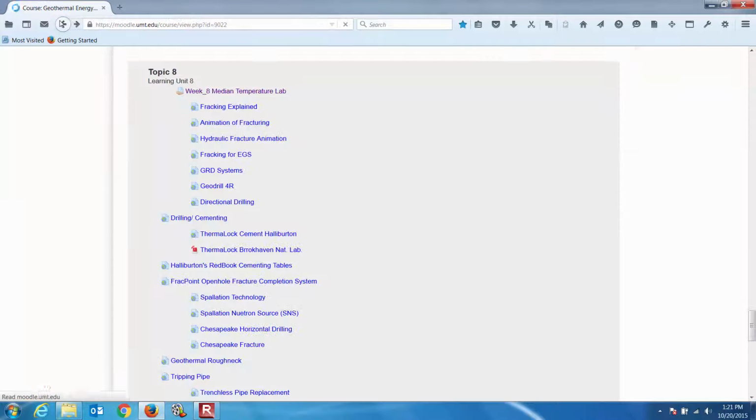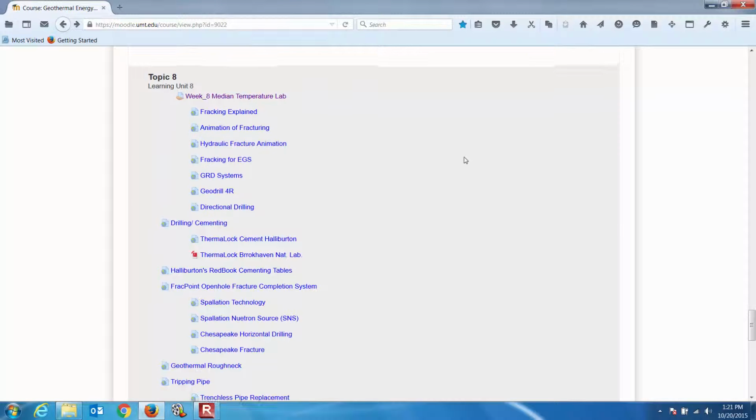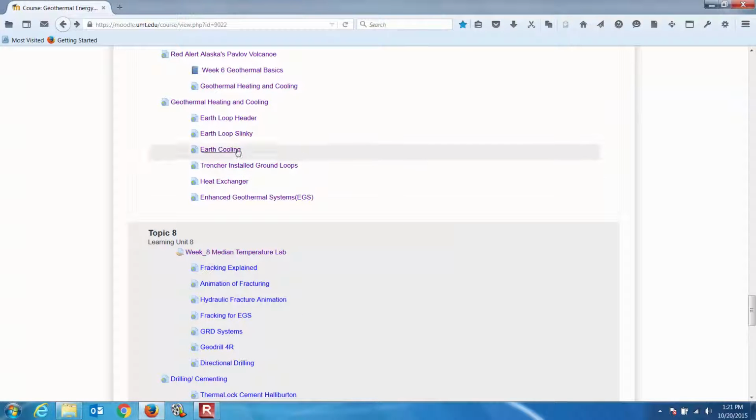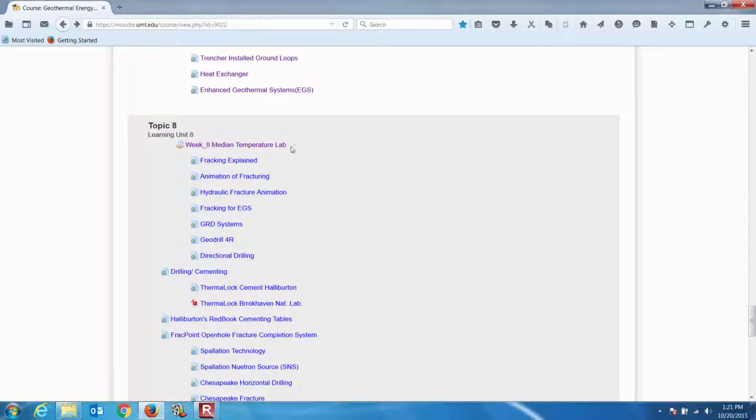So we're going to look into some fracking techniques today. Remember last week we looked at some earth cooling, earth slinky, the residential applications. Well, the enhanced geothermal systems, EGS, that's going to be a big one for us. But just in relation to enhanced geothermal systems, fracking is a technique that's very important. Let's take a look at some fracking here.